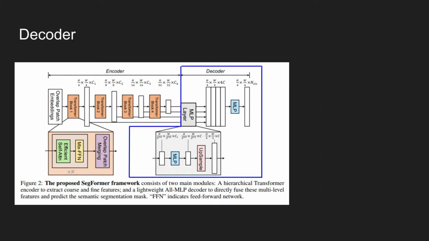The decoder part is simple compared to the modules in the encoder. In the encoder part, we see that there are features of different sizes in each layer. The MLP layer in the decoder is a full MLP, and this takes the features from the encoder and fuses them together. This all-MLP decoder is composed of 4 main steps.